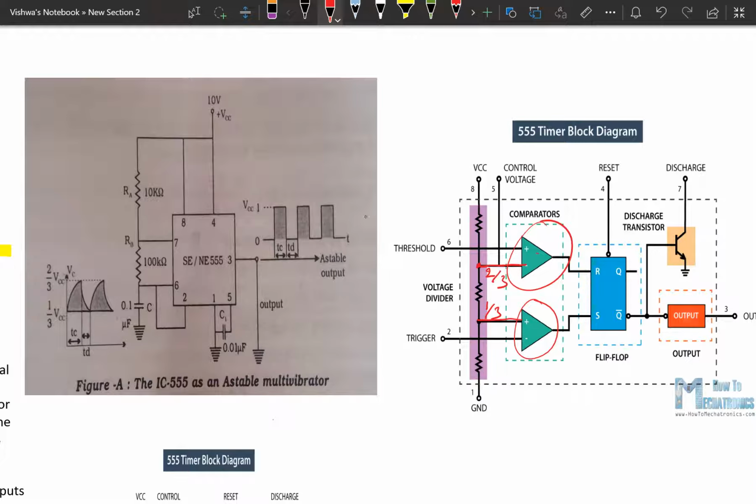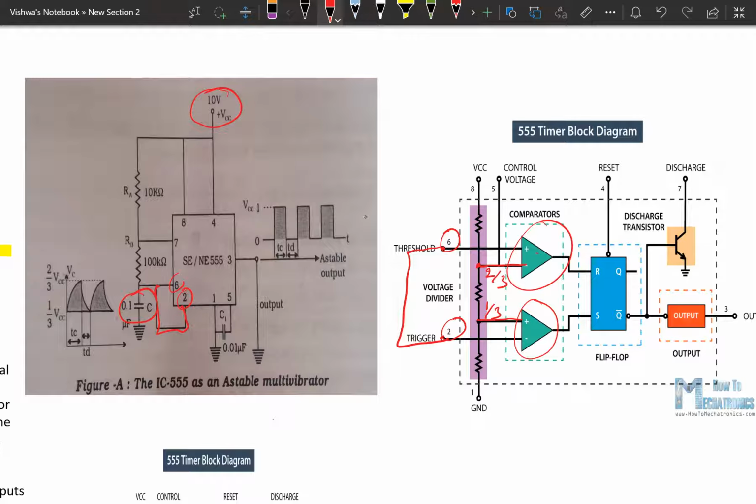The inverting terminal of the lower comparator is connected to trigger, and the non-inverting terminal of the upper comparator is connected to threshold. Now these two are short circuited here. Terminal 2 and terminal 6 are connected to each other because there is no requirement of any triggers and thresholds. Then how does it work? Now there is a capacitor. When we switch on the power supply, this capacitor starts charging from 0.